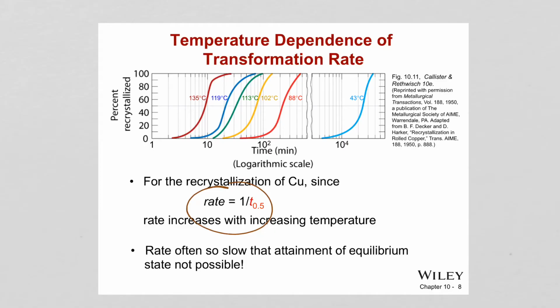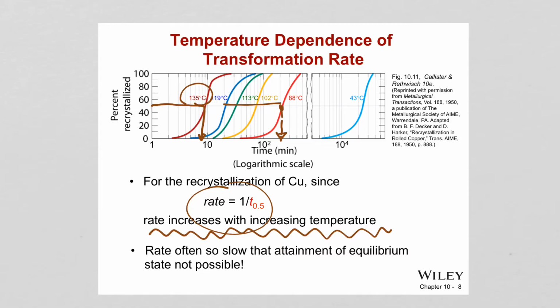if you look at these curves obtained for copper at different temperatures, you can see that time is decreasing with increasing temperature. So assume it's 88 degrees C. The time is right there, right? But when we go to higher temperatures, the time is decreasing. That means the rate is increasing. Okay, so the rate is increasing with increasing temperature, because the time to reach halfway to completion is much shorter when we have higher temperatures.